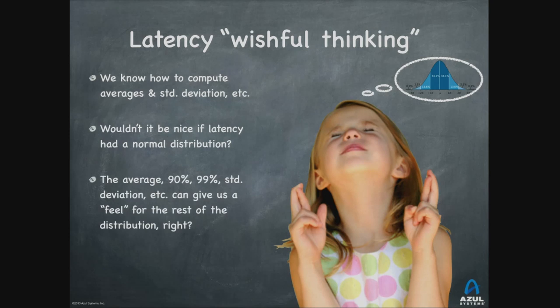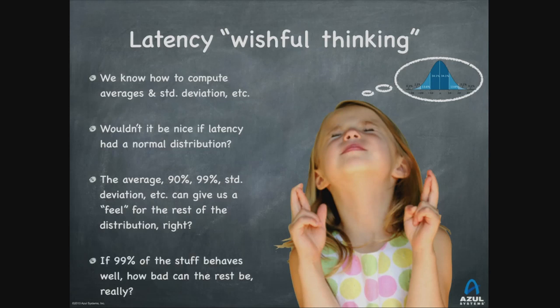And if I measure the average, the 90th and the 99th percentile, that gives me a feel for what the rest is going to look like, right? You can extrapolate and project to get a feel, your curve fit, right? Another way to look at this is, if I've covered 99% of all the data, how bad can the rest of it be, right? So let's look at some reality, just to give you a feel.